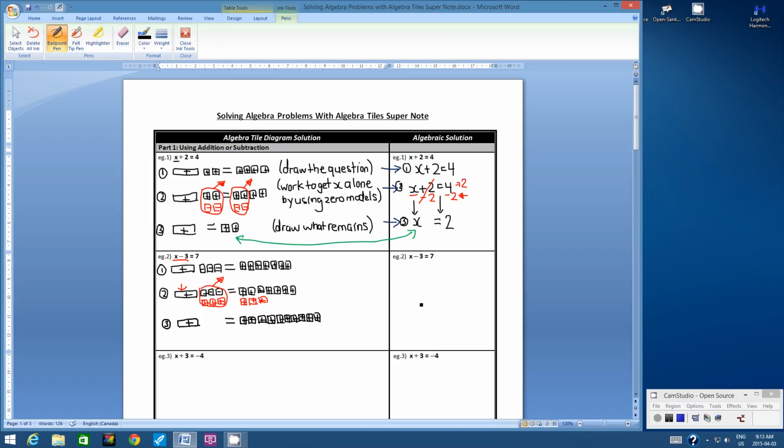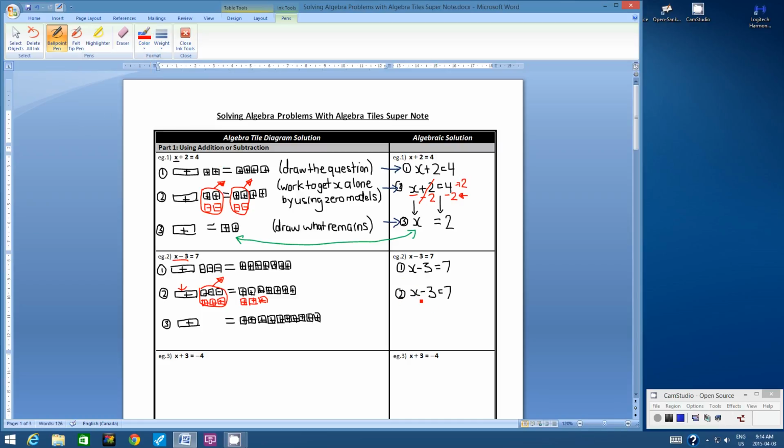Okay, so let's do it algebraically now. So step one is easy. You don't even have to think about your strategies yet because we just copy the question. Step 2, we copy the question again, and then we start to think about our strategies.